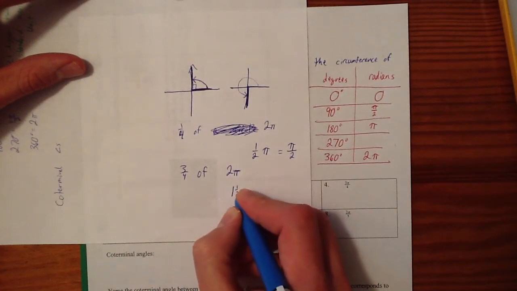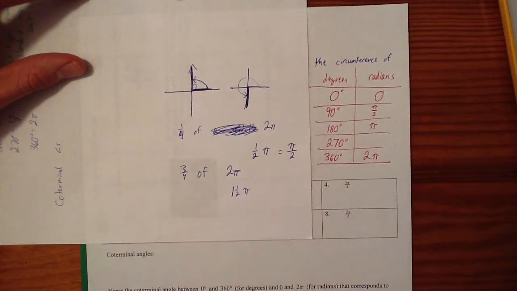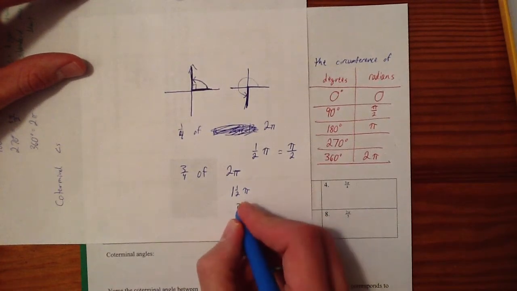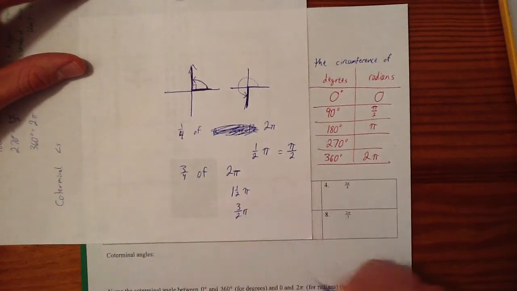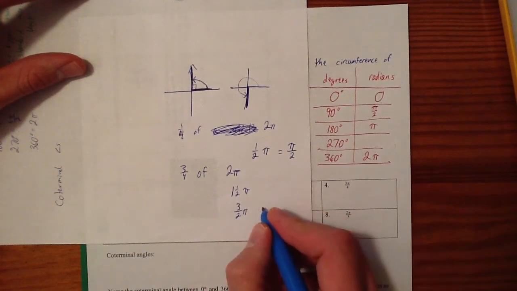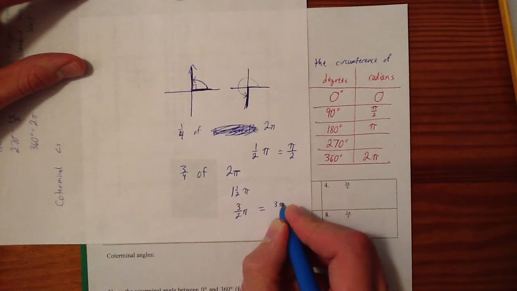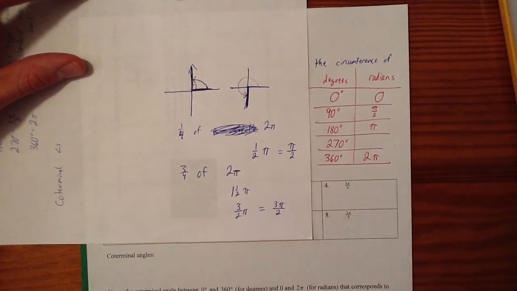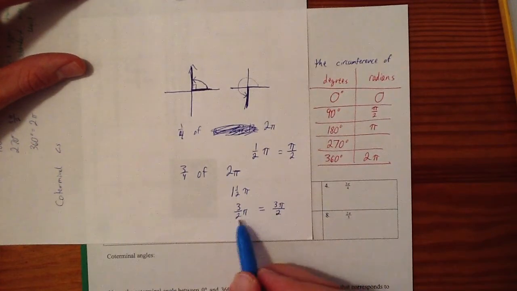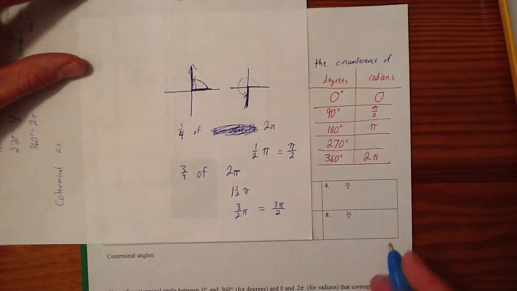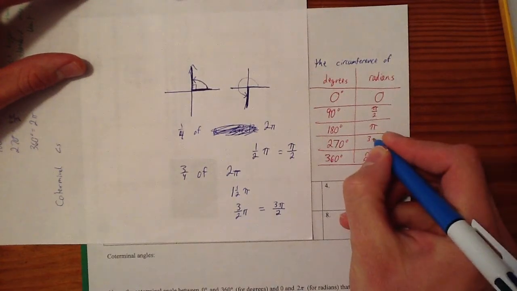I'm going to write it in the way that no one ever writes it. 1.5 pi. Nobody likes that. We use improper fractions with these. So this is 3/2 pi. Also known as 3 pi over 2. Okay, these are the same thing. Completely the same thing. And if you're wondering why, I'll explain it in about 10 seconds.